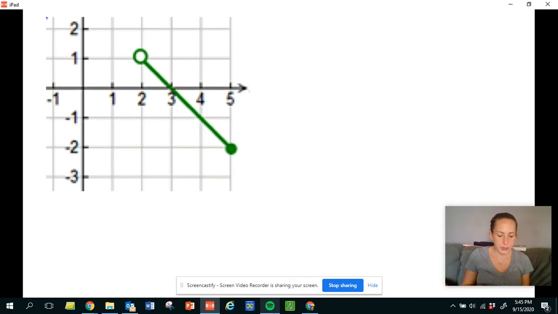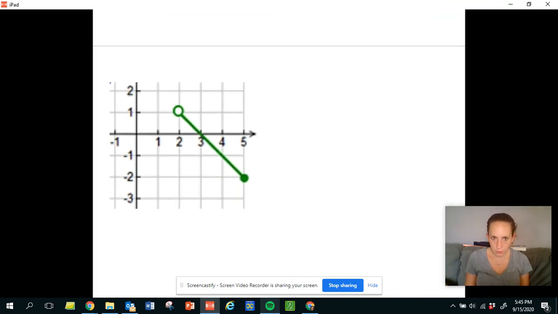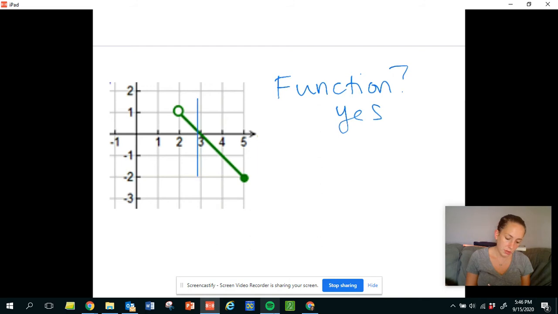This one. Sorry. Is it a function? I'm going to say yes, because no matter where I draw a vertical line, it only ever touches once.